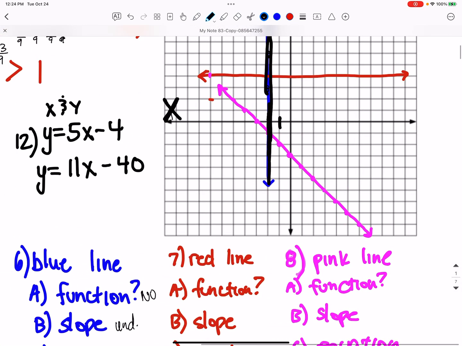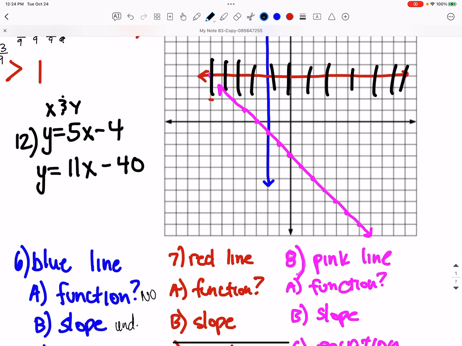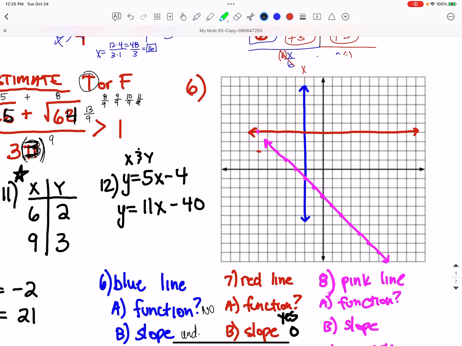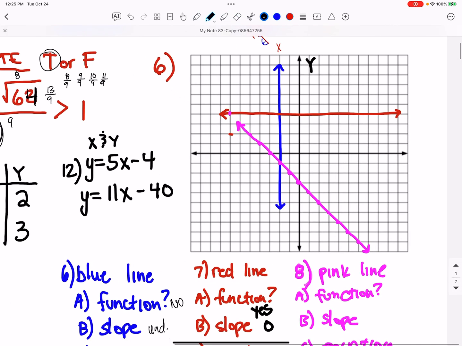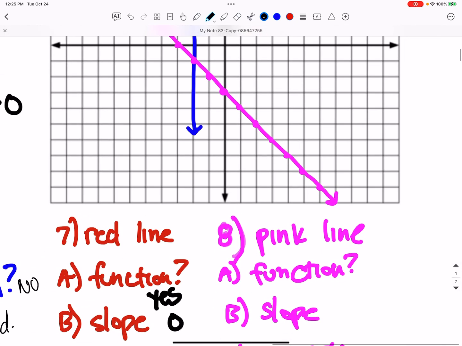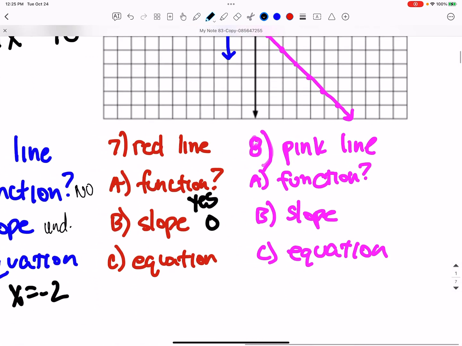Function, the red line, I do the vertical line test. Just hits it once. Yeah. Function, yes. Slope, 0. It's flat. Okay, this is the y-axis. This is y is 1, 2, 3, 4. If I just make that line bigger, that's the line. So it's the y equals 4 mark is where this thing is. Equation is y equal 4.